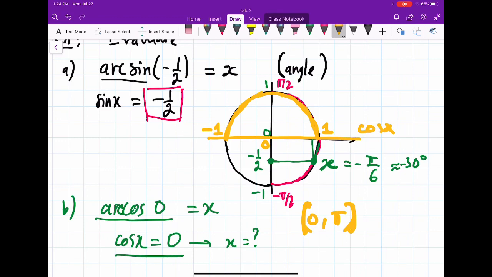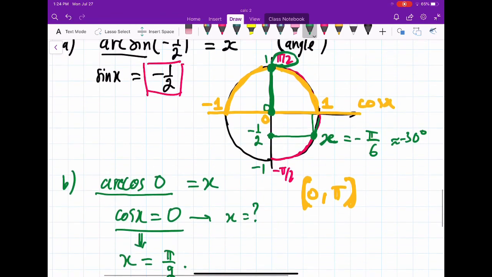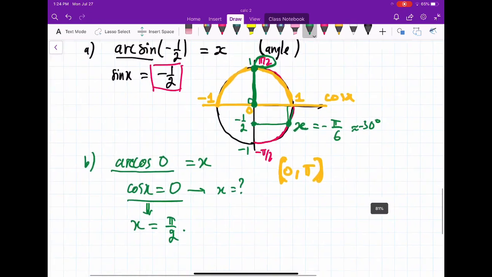So if you are in here, and you want to find the angle for the value 0, you just need to draw the vertical line that intersects with the circle at this point. And that is pi over 2. That's it. So from here, I can see, yeah, x equal to pi over 2. You see? All right, let's move to tangent and cotangent, right?